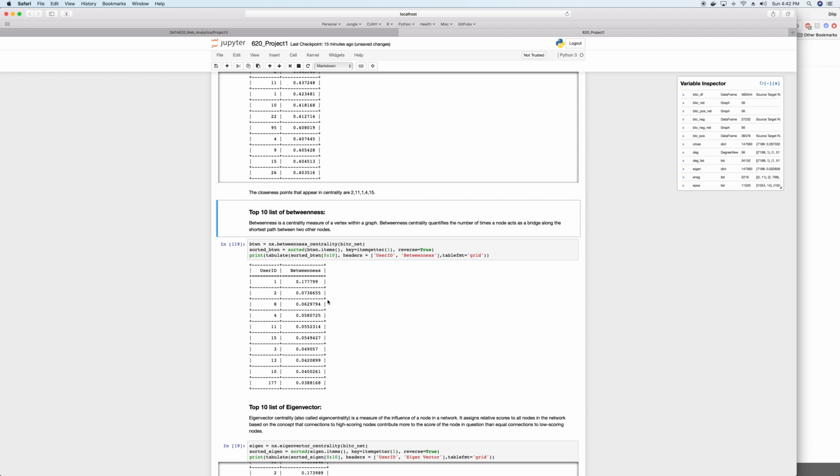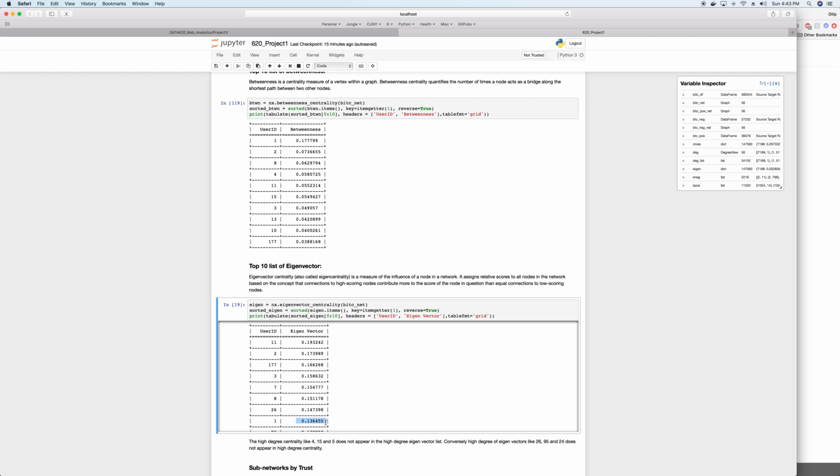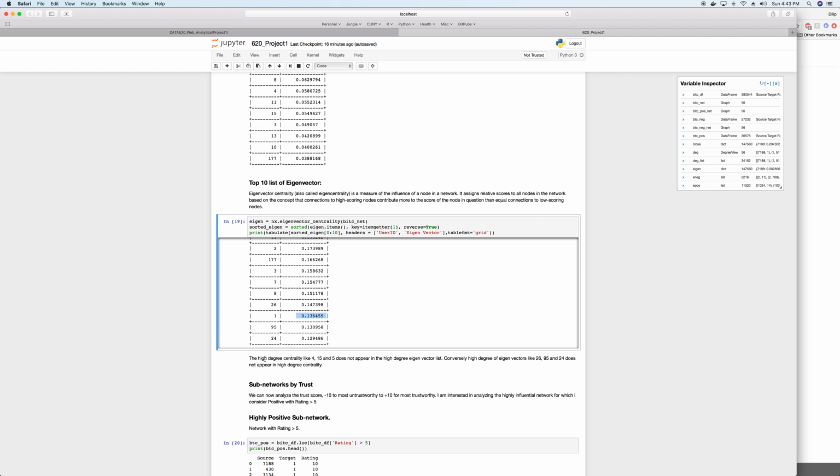The last thing that we did, as per the question, was the calculation of the eigenvector values. Based on that calculation, what we see is that user number 11 is the most influential person in the network. The one who had 511 connections still makes it to the top 10, but he is not even in the top 5. So he is one of the influential persons, but not like 11. That's what we are saying: the high degree centrality nodes like 4, 15, and 5 do not appear in the high eigenvector list.